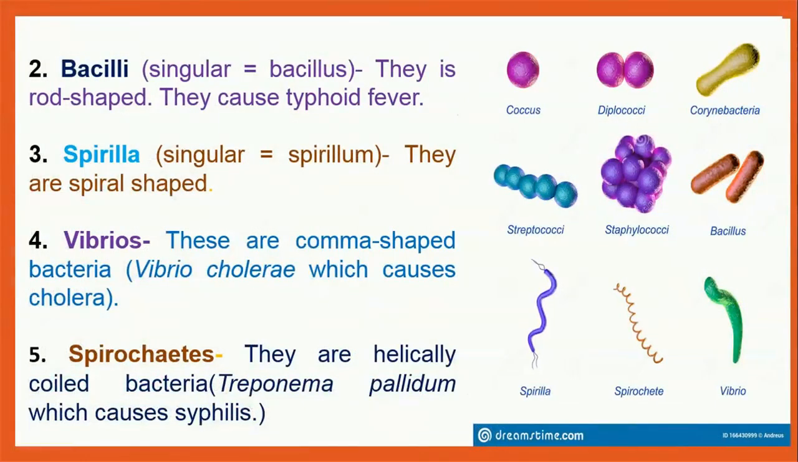Now, other forms of bacteria. Number 2, we have bacilli. Singular, we call it bacillus. These are rod-shaped bacteria. They look like a small rod. They cause typhoid fever. Now, if you look at the second row, the last one there is the bacillus. So, several, you call it bacilli. One, you call it bacillus.